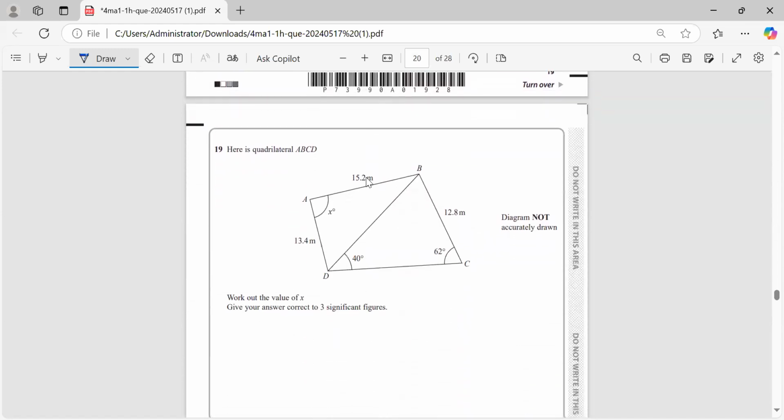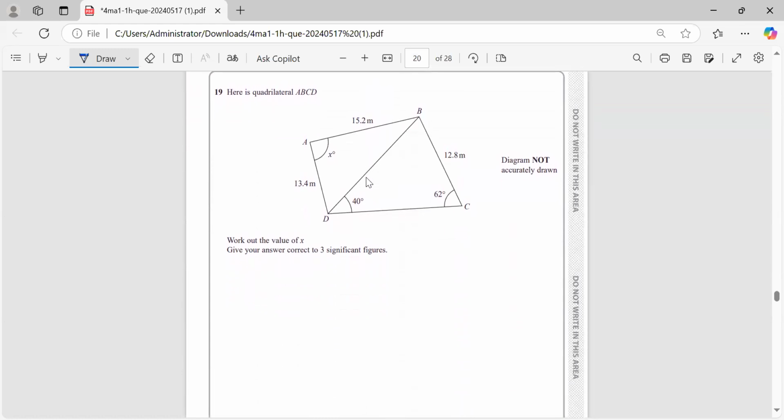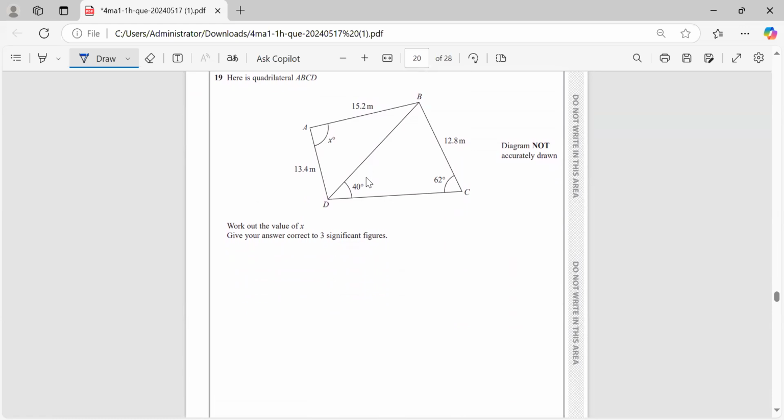All right, so we move on to question number 19. All right, so here's a quadrilateral ABCD. They want us to work out the value of x, and they say give your answer correct to 3 significant figures.